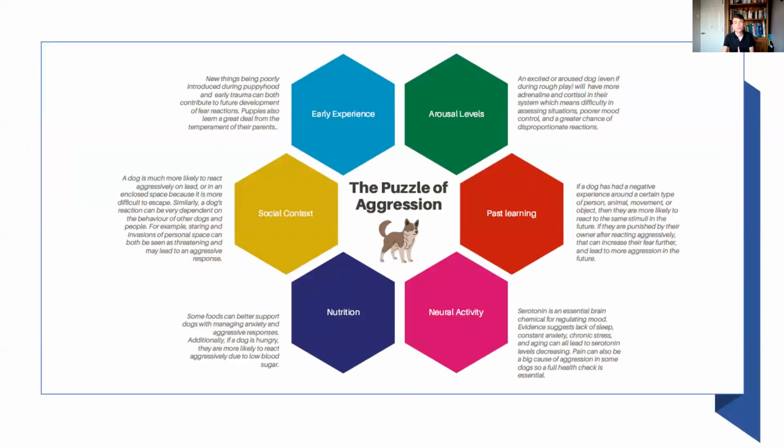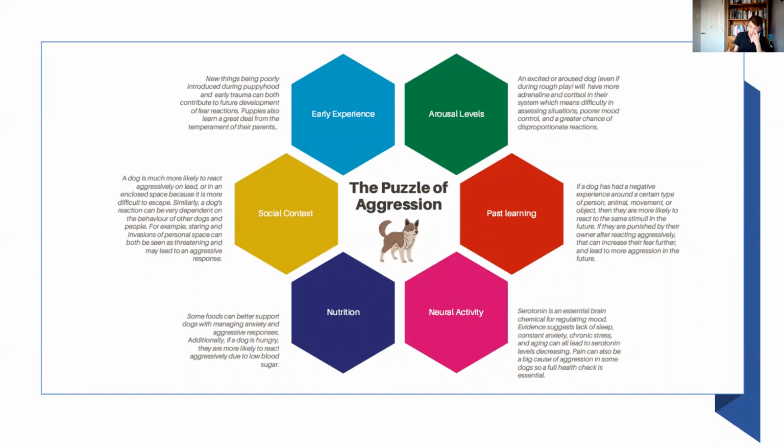So with this kind of environmental view in mind, in terms of how we can manage the environment to prevent aggression, one really good resource I've created, not to blow my own trumpet, you can decide whether you think it's good or not, is something called the puzzle of aggression. Which is just a way to think about some of those factors that might influence whether a dog behaves aggressively or not.